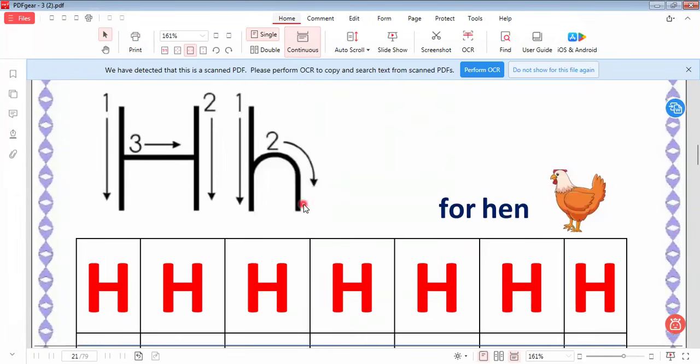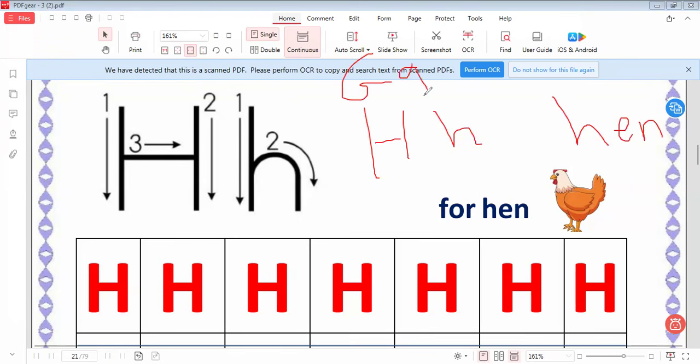There is capital H and small h. H for what? H for hen. So capital G and small g. I would like to remind you, capital G and small g. G for girl. Capital H and small h. H for what? H for hen. Let's continue.